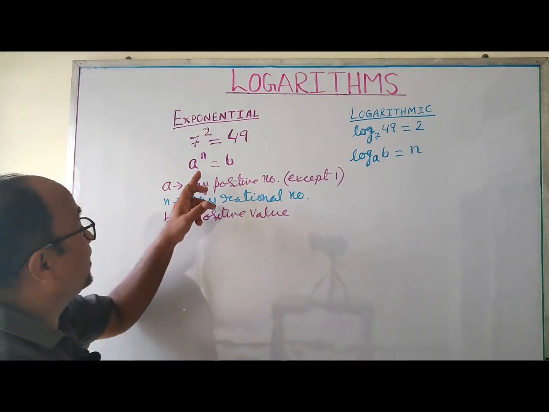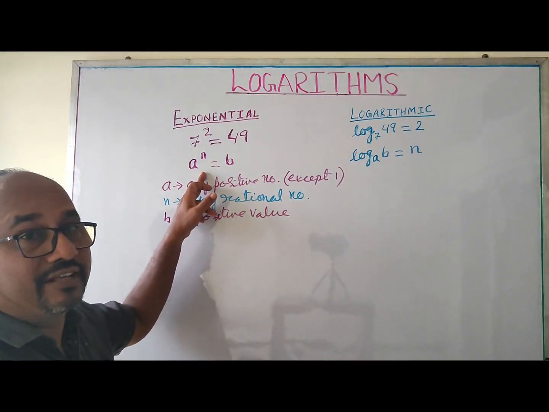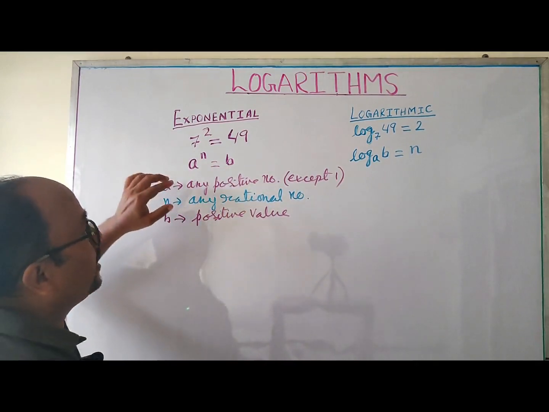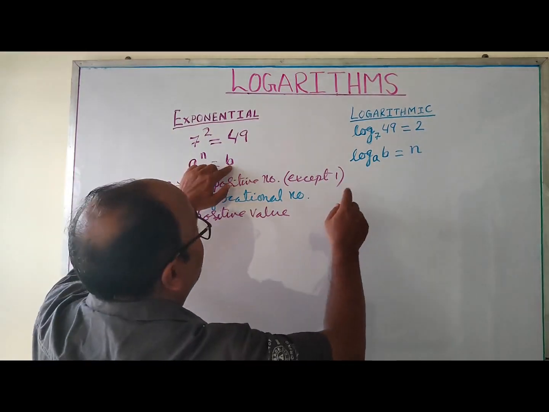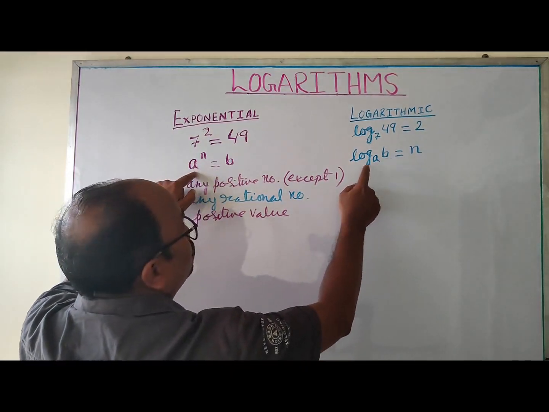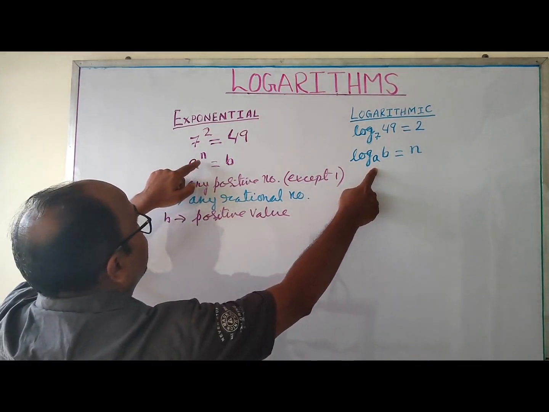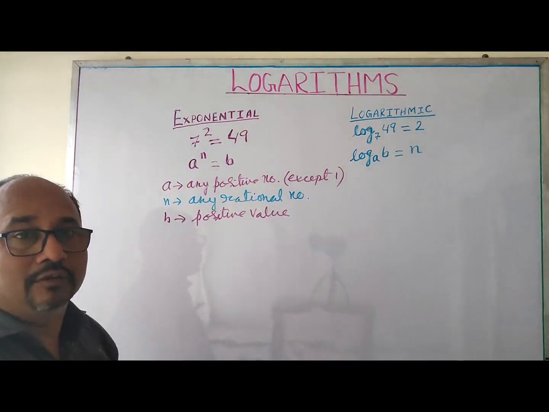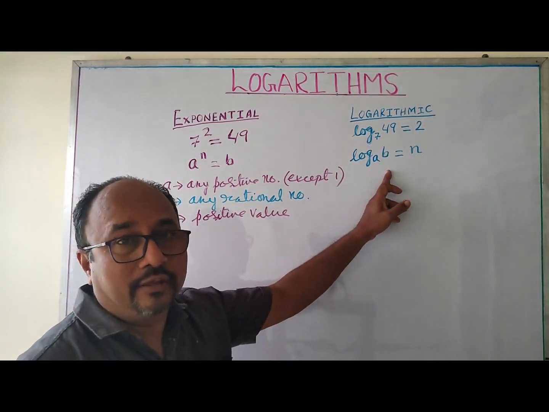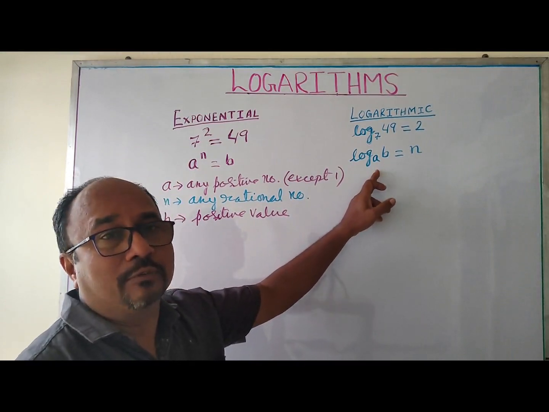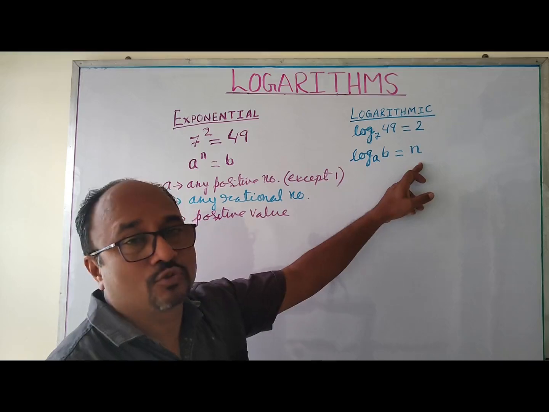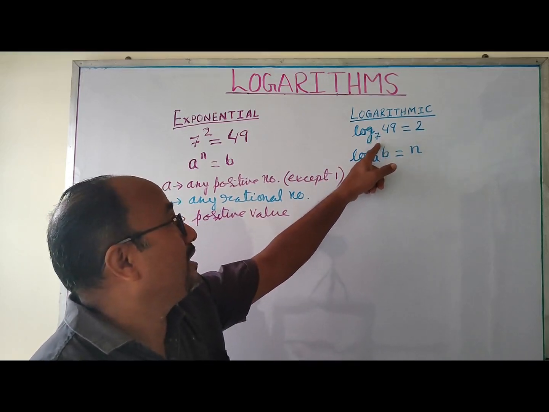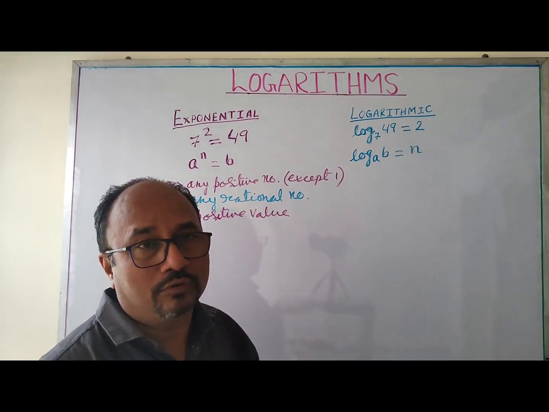Now, I have taken a general form where it is a to the power n is equal to b. Now converting it into the logarithmic form, log of b is written, this goes to the base of a, and then the power n becomes the value of that log. So we read this in this way, log b to the base a equals n. So if I read it over here, log 49 to the base 7 equals 2.